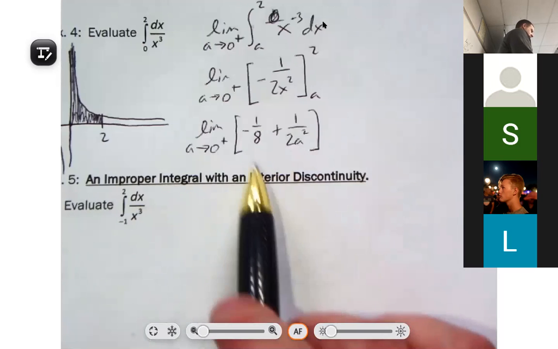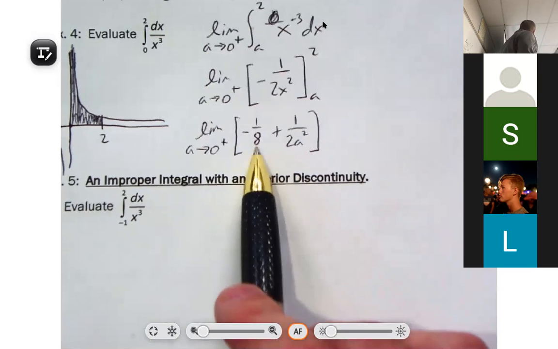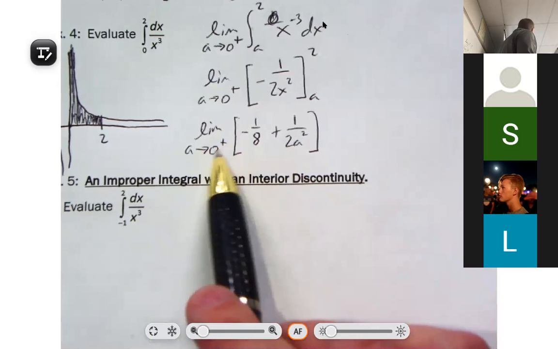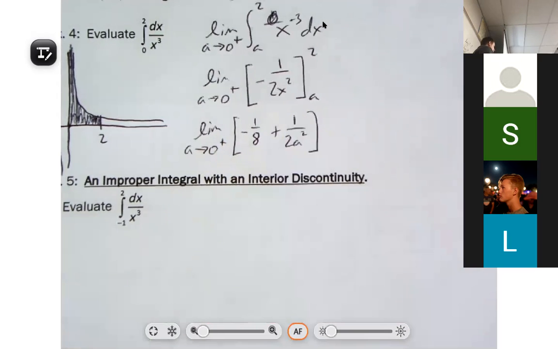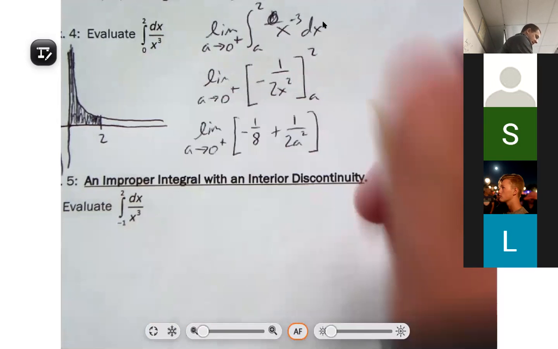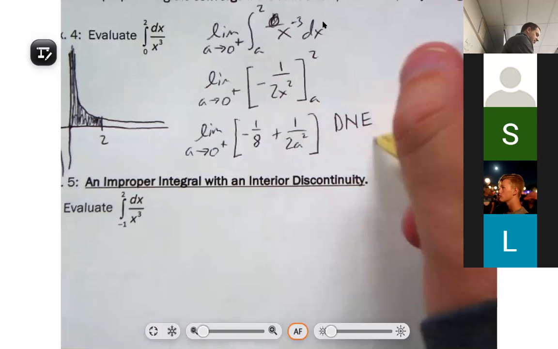Now again, this goes back to limit properties. So this is negative 1/8. But for this one here, imagine taking a limit and plugging 0 in for a down here. I would get 1 over 0. I can't have 1 over 0. That's undefined. What that means is, since that limit doesn't exist, which it doesn't, then this integral diverges. So this does not exist, which means the integral diverges.